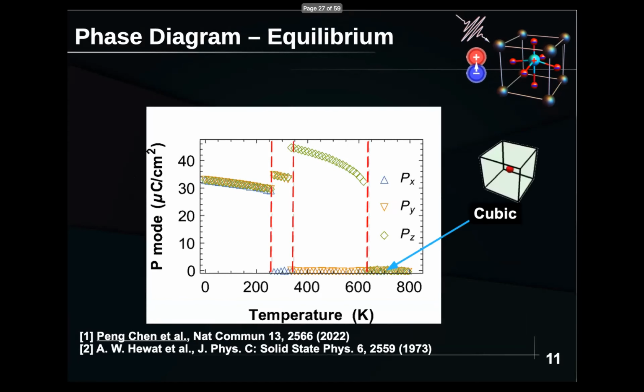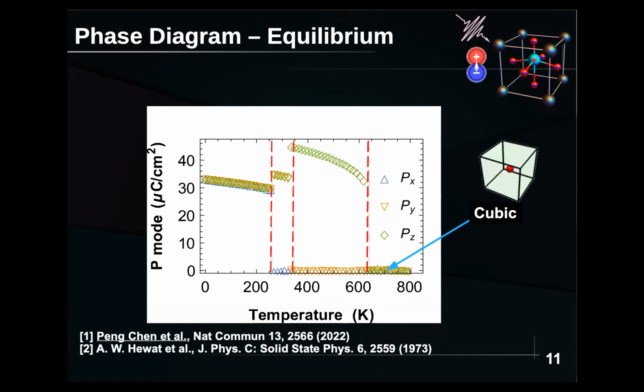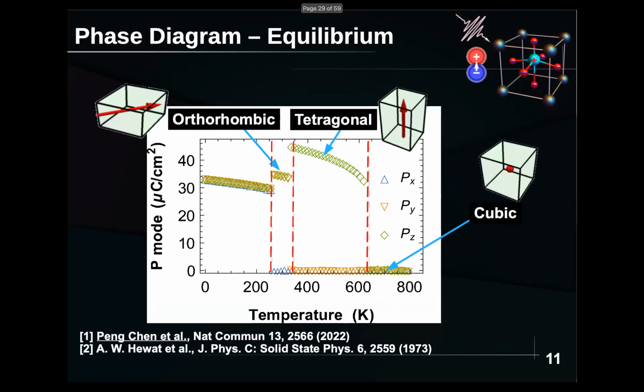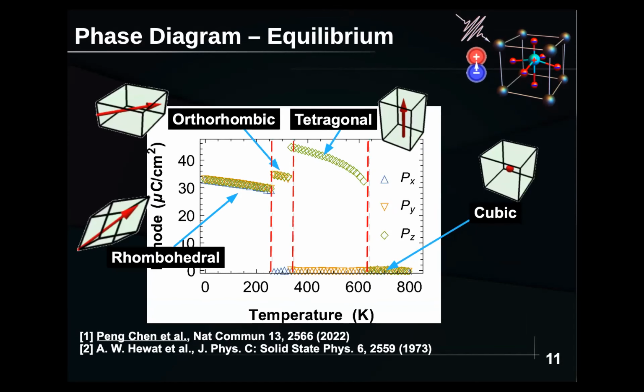Our Monte Carlo simulations have reproduced the whole phase transition sequence, from the high temperature cubic phase to the tetragonal phase, and then, at room temperature, the orthorhombic phase and the low temperature rhombohedral phase. We have all the phase transition sequence simulated, and the phase transition temperatures are comparable to the experiments.